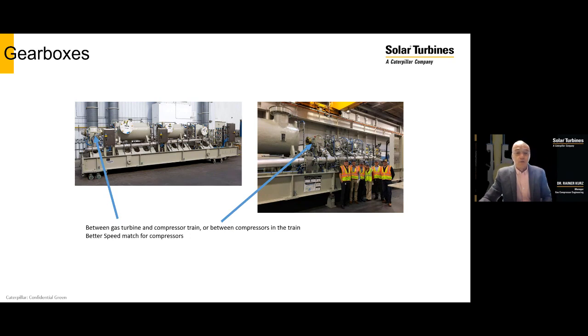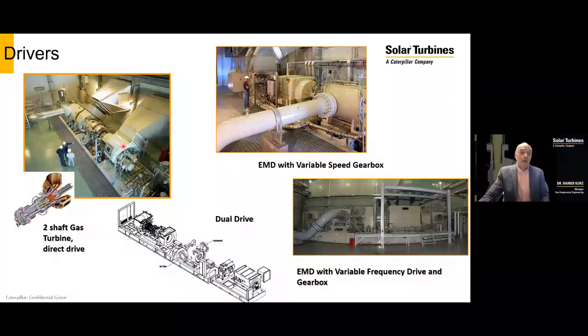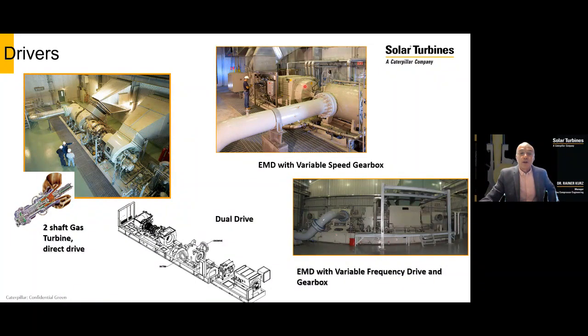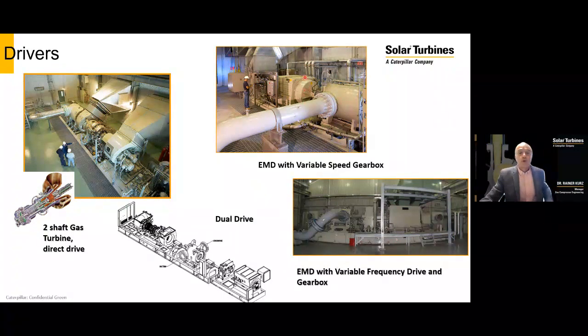And then on the driver side, again, we have the gas turbines, the two-shaft for compressor drives. We always use two-shaft gas turbines because that gives us a very wide speed range for the compressors. We have electric motor drives with variable speed gearboxes. Variable speed gearboxes allow you to use a constant speed motor, and then the gearbox, for constant input speed, is able to vary the output speed into the compressor.